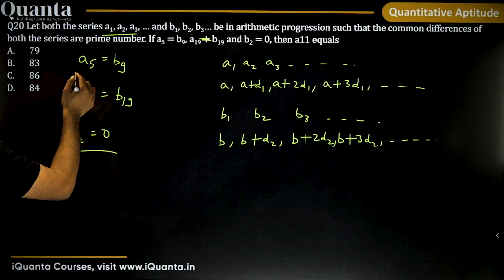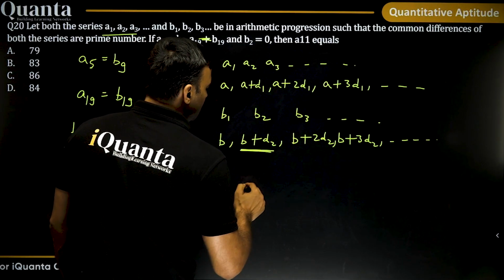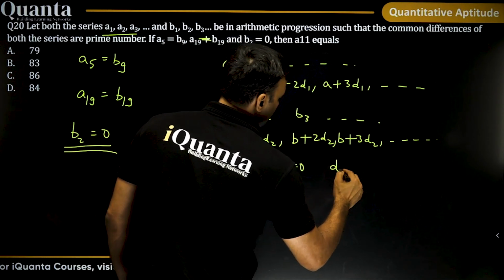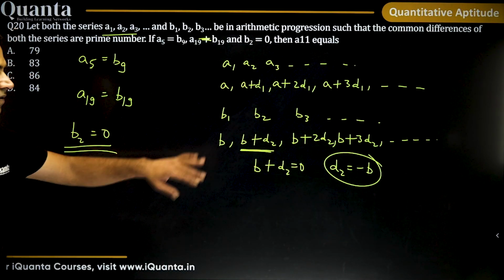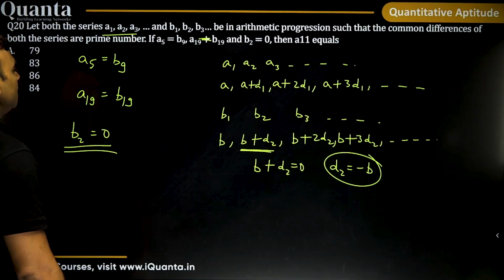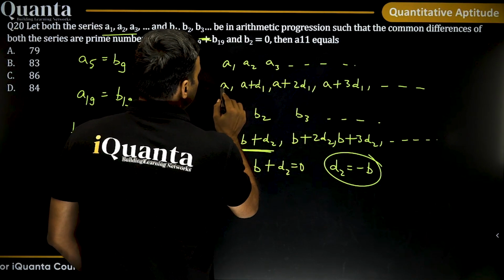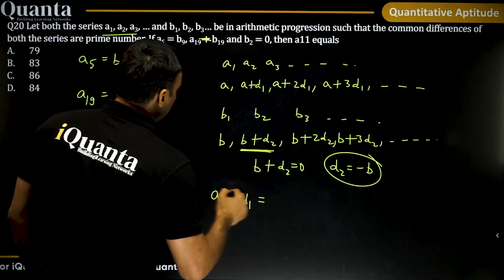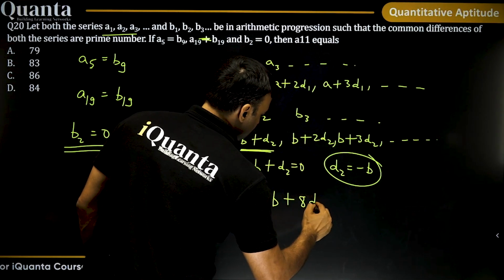Now what is the question saying? First, B2 is equal to 0. So B plus D2 is equal to 0, so D2 is equal to minus B. Fantastic. B is the first term of the second arithmetic progression. A5 is equal to B9. What is A5? A5 will be A plus 4D1, equal to B9. What is B9? B plus 8D2. Be careful.